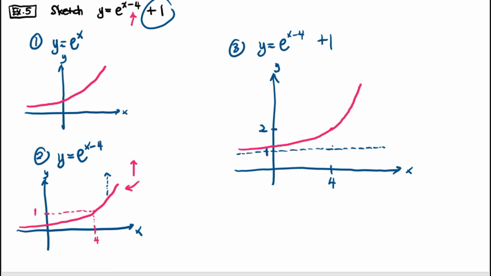So that is your final graph. This graph is shifted upwards by 1 unit, meaning to say that you shift upwards by 1 unit. It will be something like that. So this one looks the same as this.